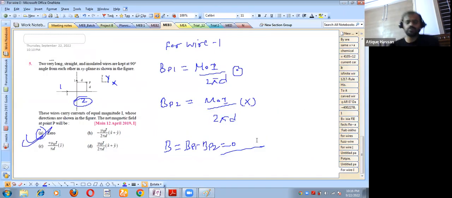So this is how we should approach questions based on magnetic field due to uniform long wires or half wires or bent wires, right? We should approach in this way.